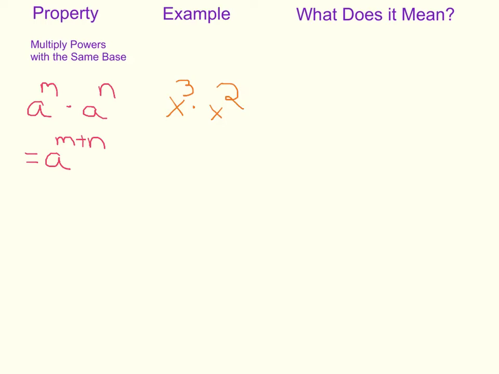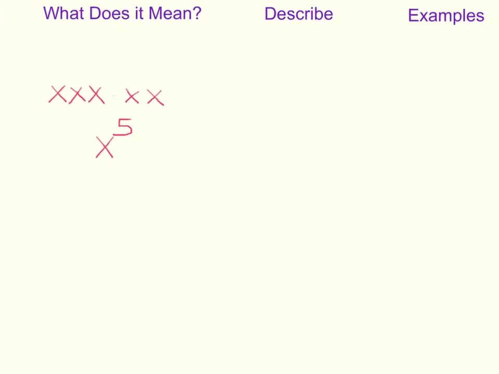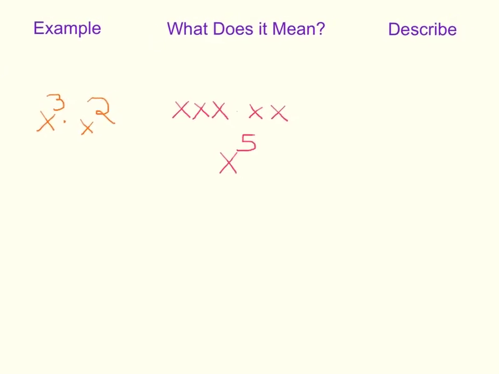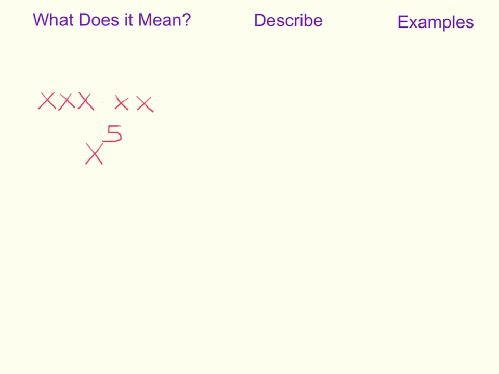So what does that mean? When in doubt, you can always write it all out. X to the third would be x times x times x. And then x squared is x times x, which now means x to the 5th power. So to describe what's going on: if you have exponent 3 and then exponent 2 and your answer is 5, what's happening is you're simply adding the exponents.